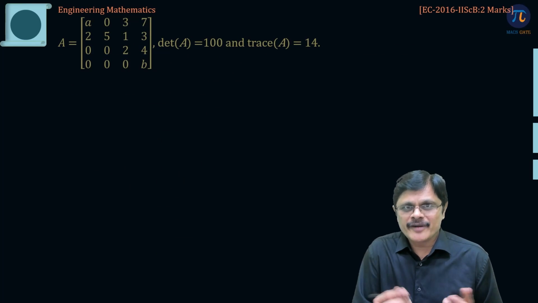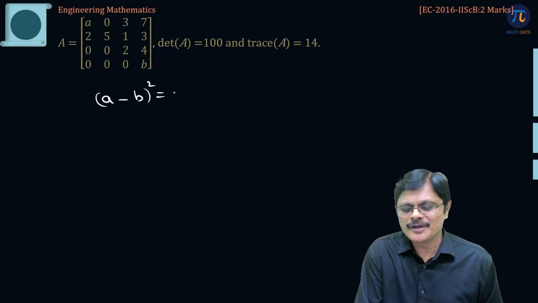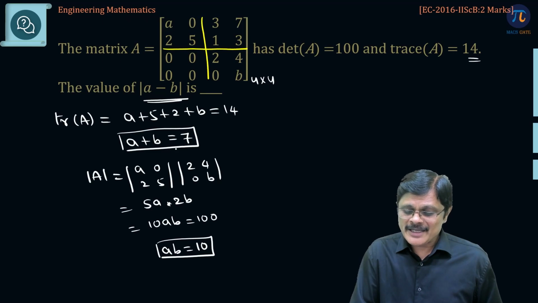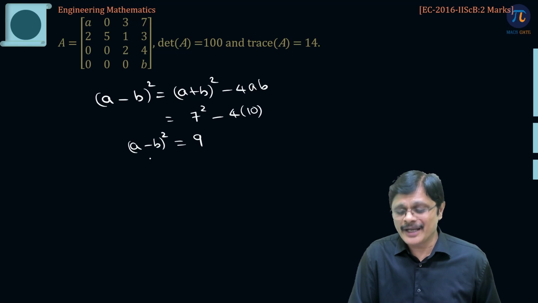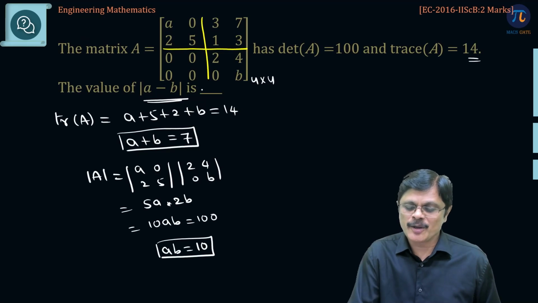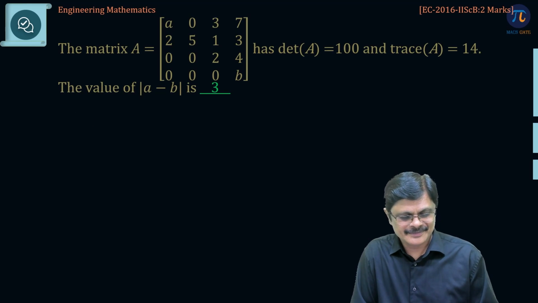You need to solve the two relations to get the A and B values, then find mod A minus B. Or from your elementary mathematics, you all know A minus B whole square is equal to A plus B whole square minus 4AB. Remember this? So A plus B whole square means 7 square minus 4 into AB, which is 10. 49 minus 40, that is 9. So A minus B whole square is equal to 9, which means mod A minus B will be the positive square root of 9, which is 3. So 3 is the correct answer.